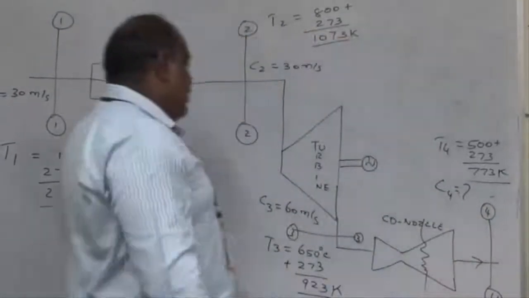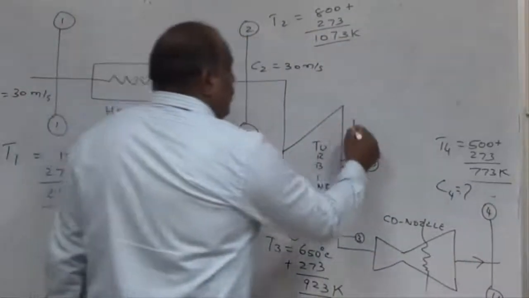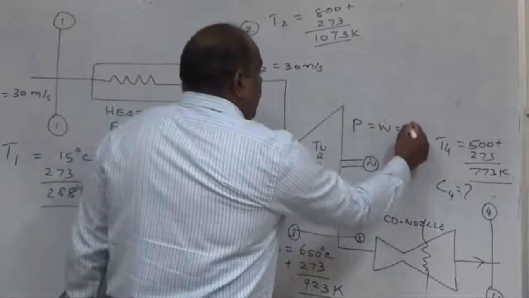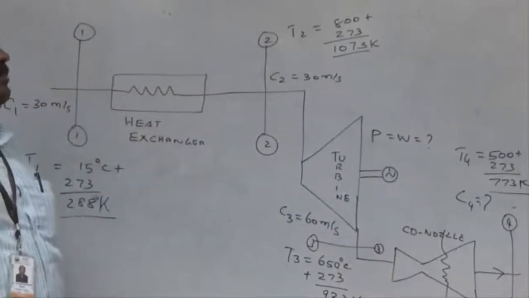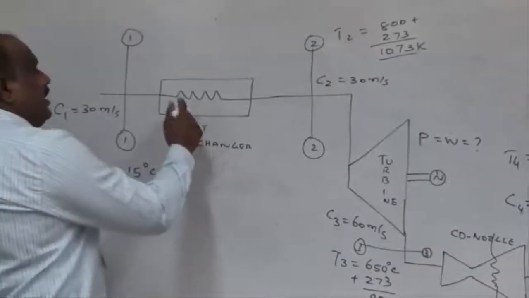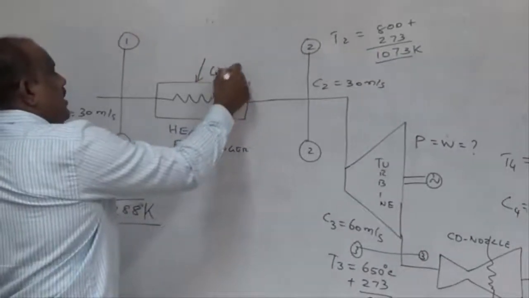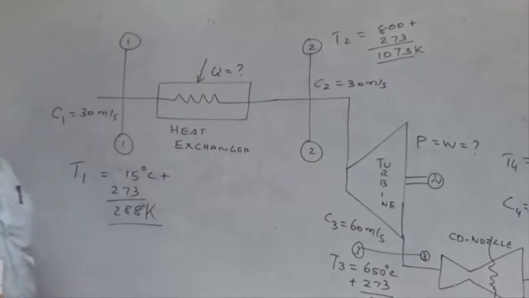Okay. Then what is the question in the turbine? How much amount of power is developed? Whenever we use a dot, it is the rate, the work rate. Work rate is nothing but power. What is the question they can ask in the heater? How much amount of heat is added?